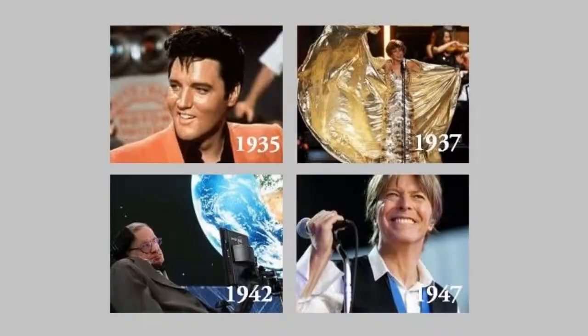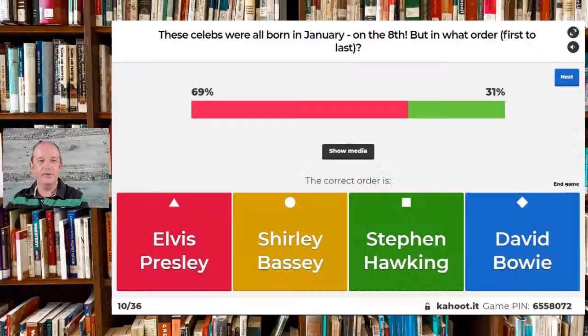There's the correct order. Elvis Presley was born first in 1935. Then Shirley Bassey, 1937. Stephen Hawking, 1942. And David Bowie in 1947. So that's the correct order. It's Elvis, then Shirley Bassey, then Stephen Hawking, then David Bowie.